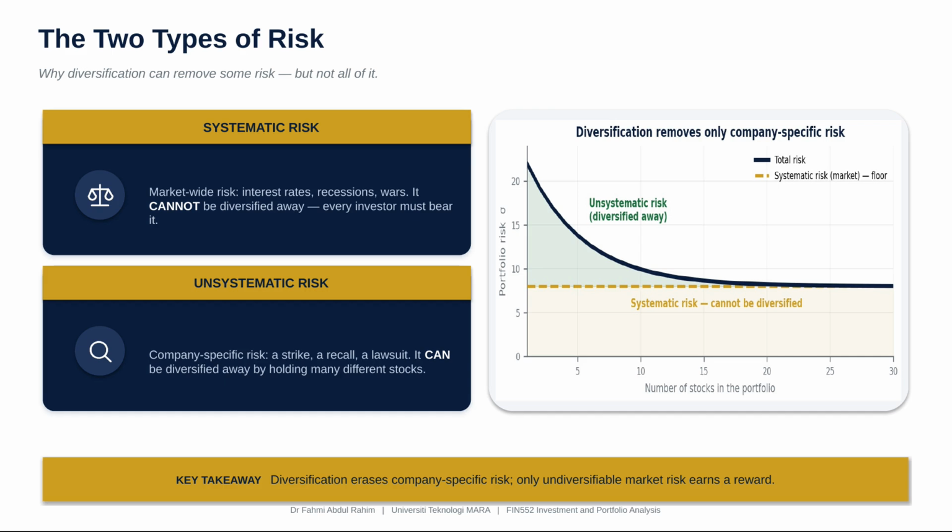And the takeaway: since investors can easily erase company-specific risk for free through diversification, the market does not reward it. Only the undiversifiable systematic risk earns a reward. That is why CAPM prices risk using beta, which measures systematic risk alone. Let us now meet the formula.